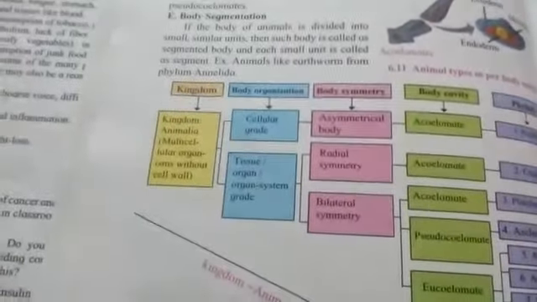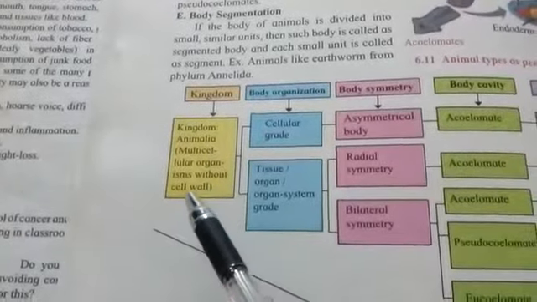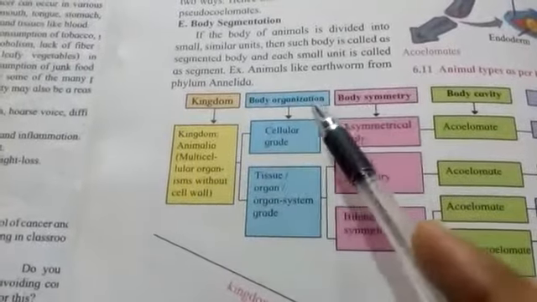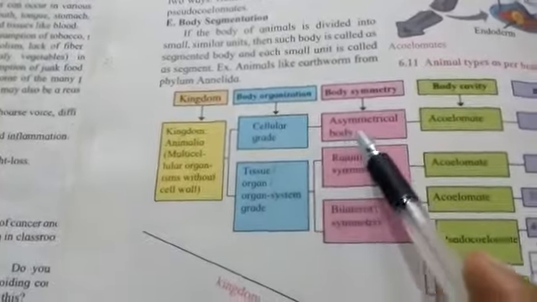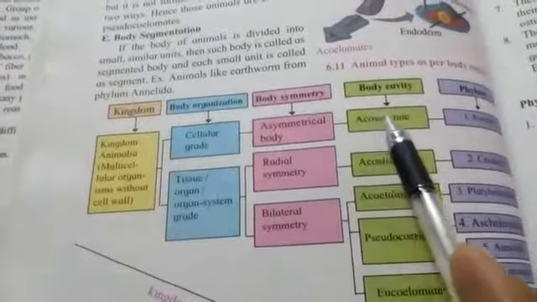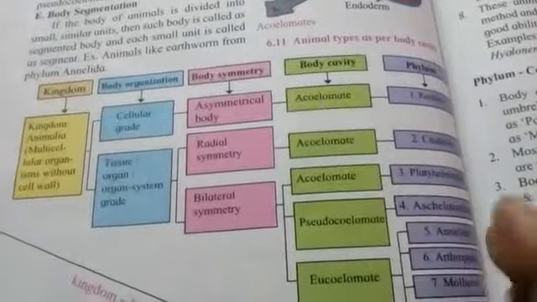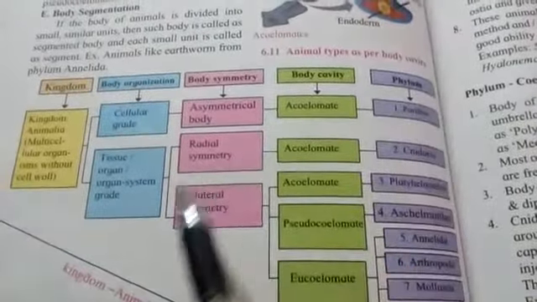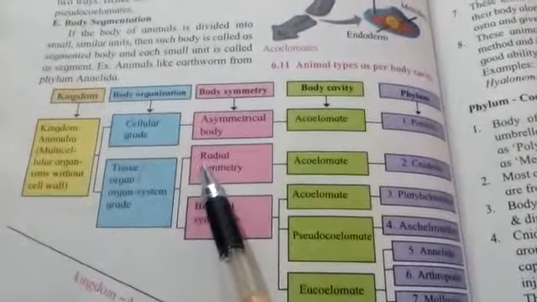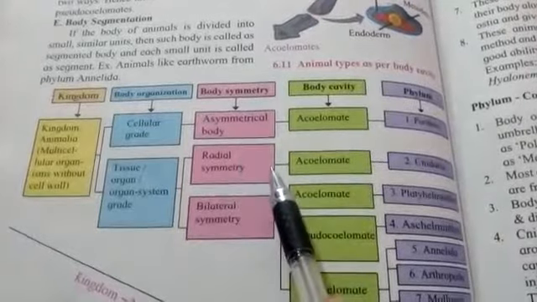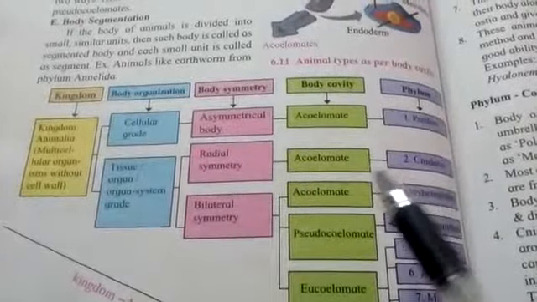So see here, the tree diagram is given, that the kingdoms are given over here. The kingdom Animalia. So these are multicellular organisms without cell wall, then body organization, cellular grade, then tissue, organ or organ system grade. Then in the cellular grade, these are going to have asymmetrical body, like acoelomate. These are going to be acoelomate, that means without the body cavity. So these are going to be the Porifera. After that, in tissue, organ or organ system grade organization, this will either have radial symmetry. The ones which have radial symmetry and are also acoelomate are Cnidaria.